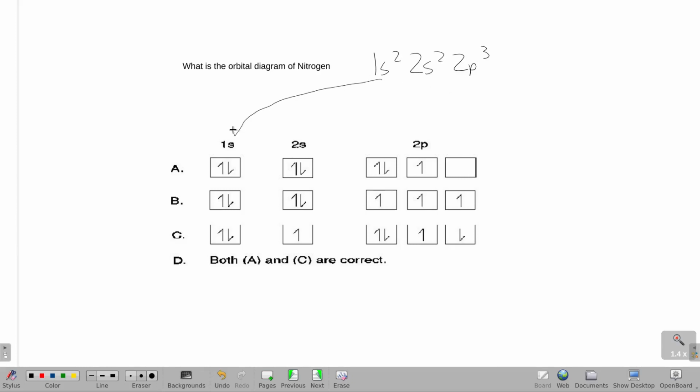So our 1s is going to be totally filled. We're all good. 2s is going to be totally filled. There's no way that's right then. And 2p is going to have 3 electrons. Well, this one has 3 and this one has 3. Why is that wrong? Because it started to pair them up when they were still an empty box. We're going to have them unpaired until we can't leave them unpaired.